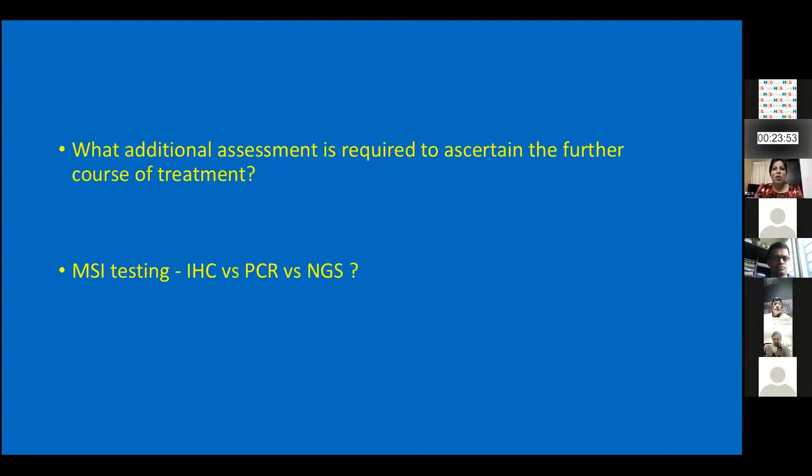So I will start with Dr. Prasad Narayanan. Dr. Prasad, what additional assessment would you require to ascertain the course of treatment in this patient? I think an MSI testing, you have put that in the slide itself. MSI test definitely would be done for this patient. And to the query of IHC versus PCR versus NGS, I think practice has been IHC in most of the cases. So, sir, Dr. Prasad, what frequency of patients do you find to be MSI positive in your practice?